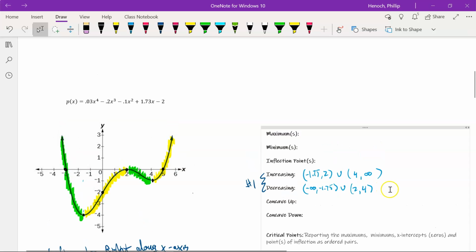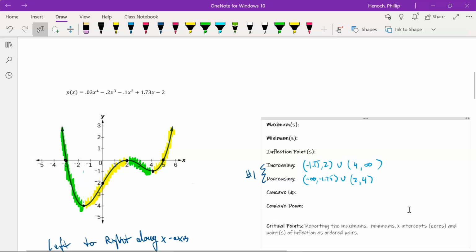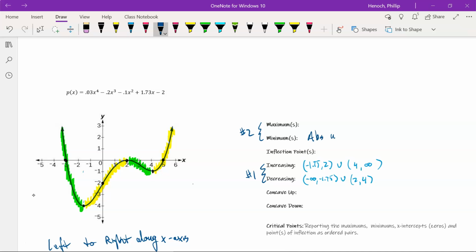Okay, so now let's take care of our maximums and minimums, since we know where we're increasing and decreasing. So here's number 2. Notice that the graph goes off to infinity here, so there are no absolute maximums, but it does go to the lowest point on the graph, right here. So I've got an absolute minimum at, and I just have to identify the point. It looks like we're at negative 1.75, negative 4.